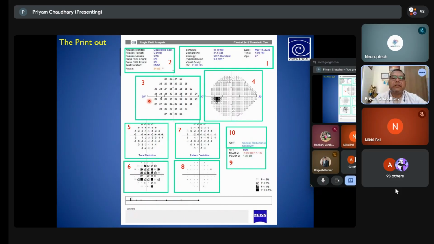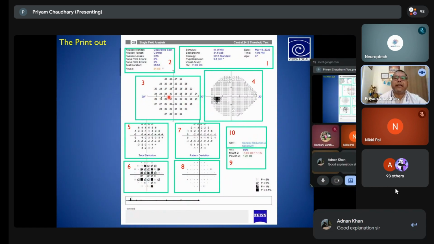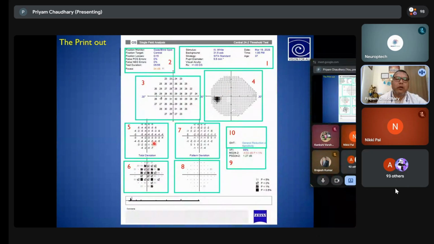Zone 3. This is the patient response. How much light or stimulus brightness the patient accepts, and the machine converts it into the threshold and gives it on the printout. This is the patient response, zone 3. And this is the grayscale, zone 4, of the patient response. Now the total deviation. What is the total deviation? It is the difference between the normal and abnormal.